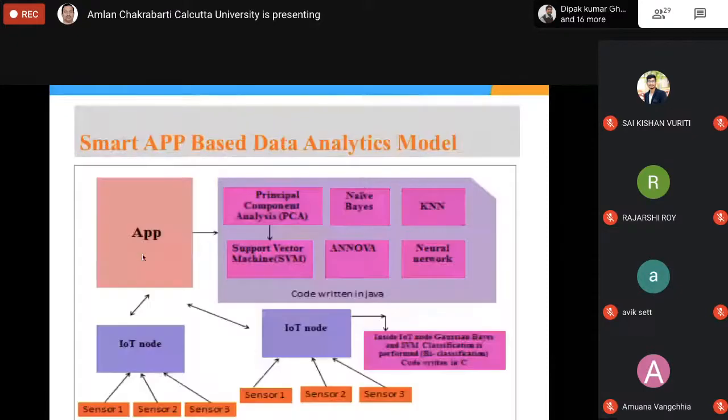And this is the smart app based model. So what you can do, as I told, is that you can also build any smart device, your smartphone. You can have that, and it can also work as a gateway.